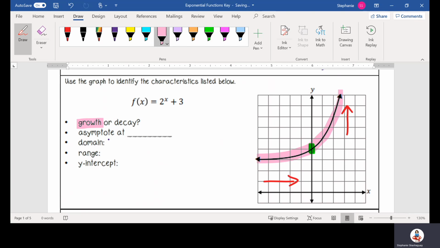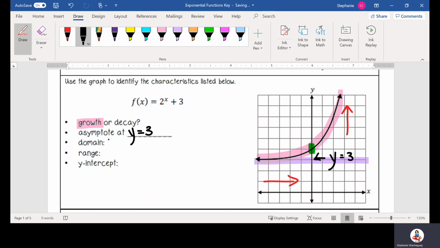My asymptote here is changed now because that line is getting closer and closer to this point, which is y is equal to 3. So that will now be my asymptote. Y is equal to 3.